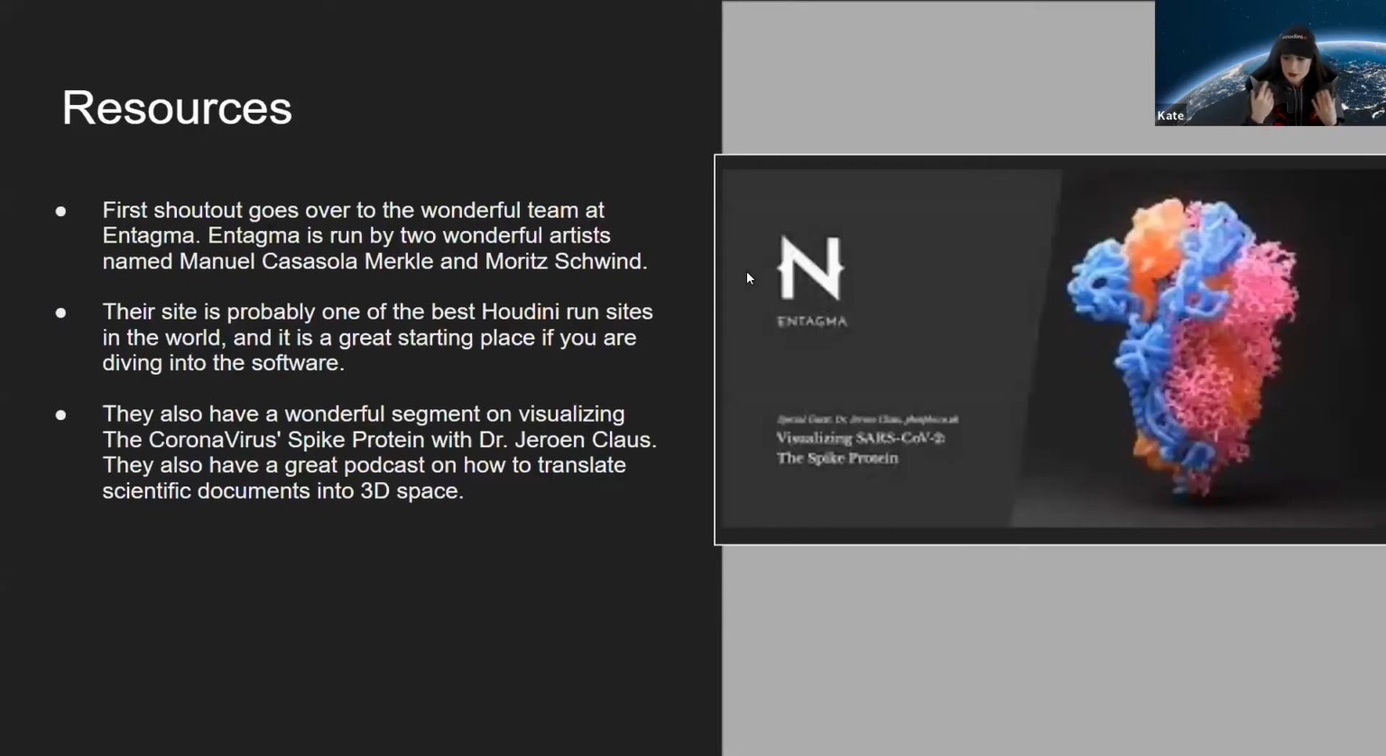The first shout out goes to the wonderful team at Entagma. Entagma is run by two wonderful artists named Manuel and Moritz, and their site is probably one of the best Houdini-run sites in the world. It's a great starting place if you've never worked with the software before. They also have wonderful segments for visualizing the coronavirus spike protein with Dr. Jérôme Claude, and a great podcast on how to translate scientific documents into 3D space. So I highly recommend stopping by them if you're new to Houdini and you want to achieve what we're going to try and do today inside of the software.